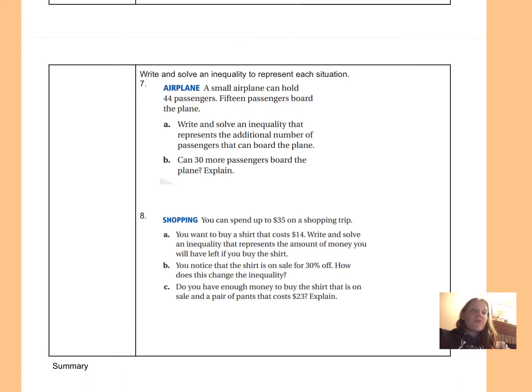Finish out the rest of lesson 4.2 on one-step inequalities, we're going to look at these last two word problems. Number 7, a small airplane can hold 44 passengers. And it says 15 passengers board the plane. Write and solve an inequality that represents the additional number of passengers that can board the plane.